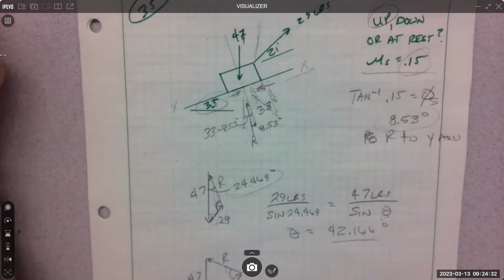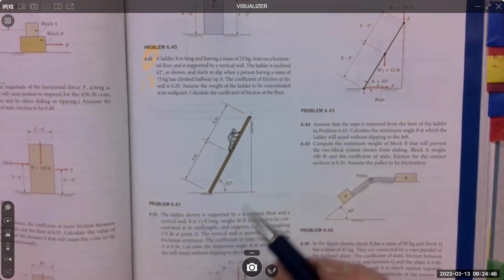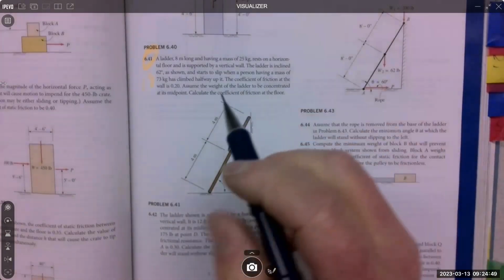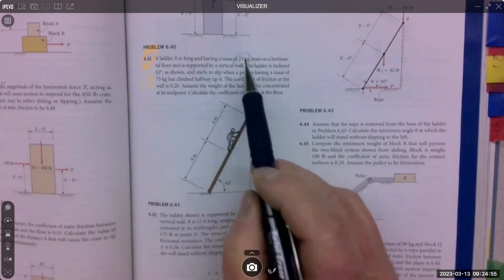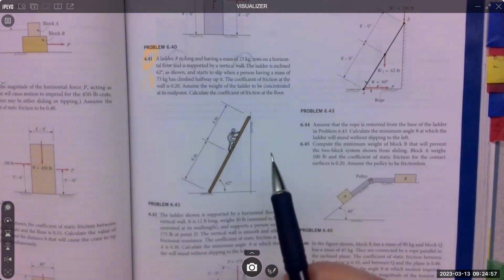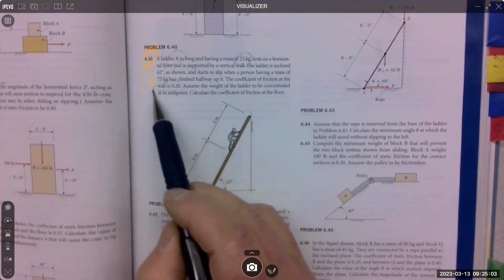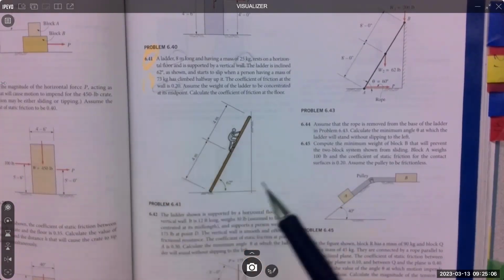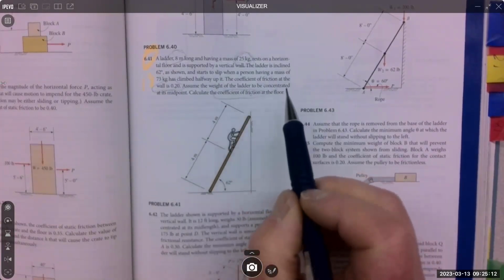All right, yours are not as tricky, but I think I did give you a ladder problem, because you can't do friction without a ladder problem. So I gave you 41, which has a bunch of information. Do they give you a coefficient? Oh, they give you mass, so you're going to work it in metric. And they give you a coefficient of friction on the wall as 0.2. And they want you to calculate the coefficient of friction of the floor.